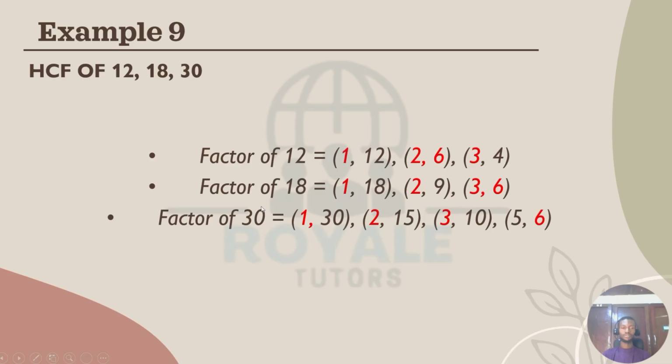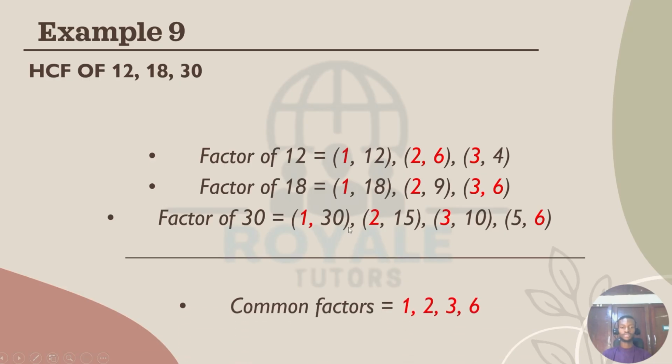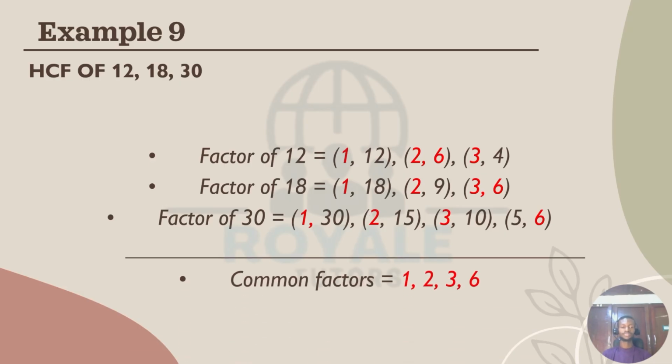Now what are the numbers that are common to all of them? What are their common factors? So the common factors are 1, 2, 3 and 6. Those are the common factors.